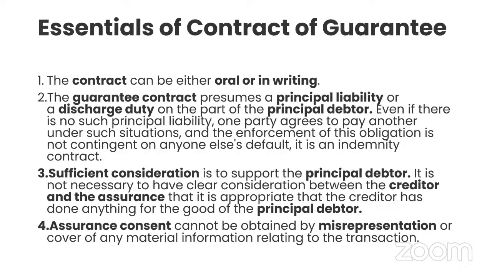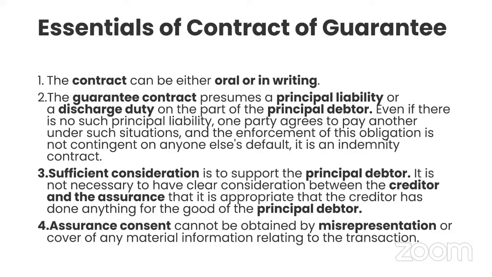Right. Now let us try to understand what are the essentials of a contract of guarantee. So again, a contract of guarantee could be an oral one or a written one. And the second one is, the contract of guarantee assumes a principal liability or a discharge duty on the part of the principal debtor. That means, see, even if there is no principal liability, if one party agrees to pay another under such conditions, and the enforcement of this obligation is not contingent on anyone else's default, then it is an indemnity contract. Right? It becomes an indemnity contract.